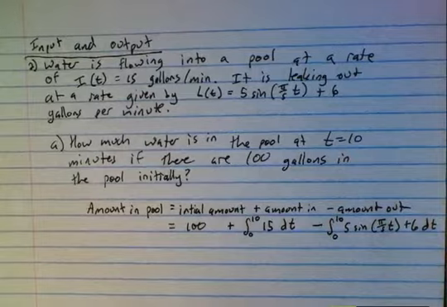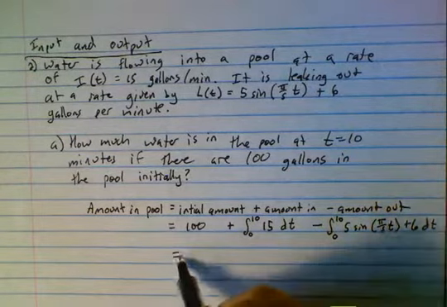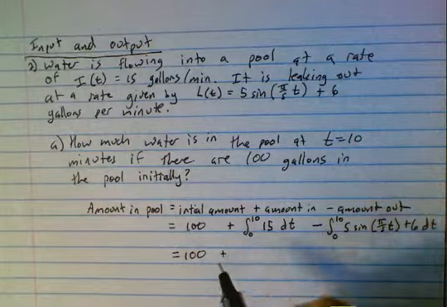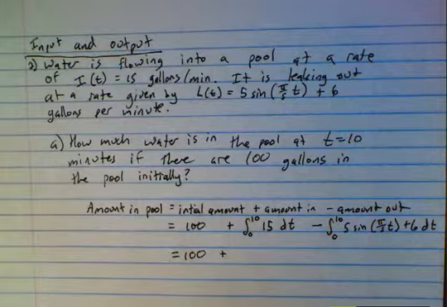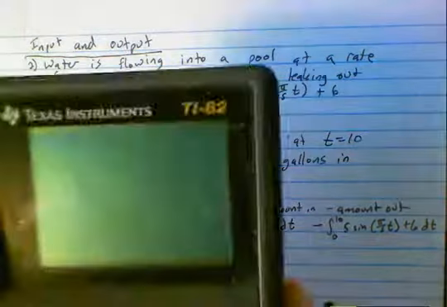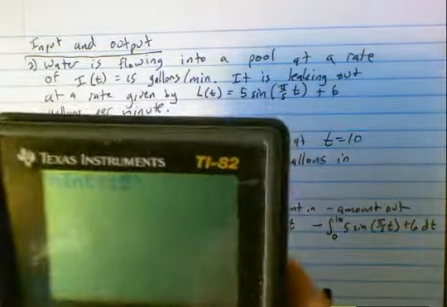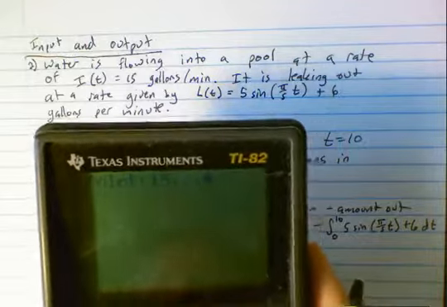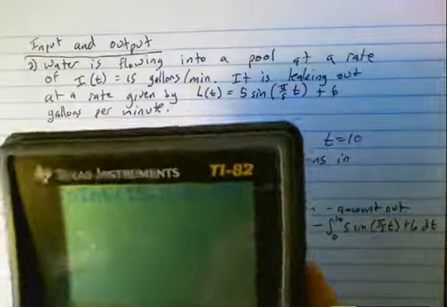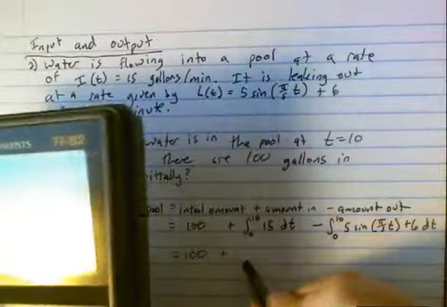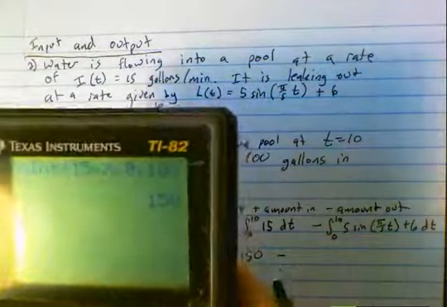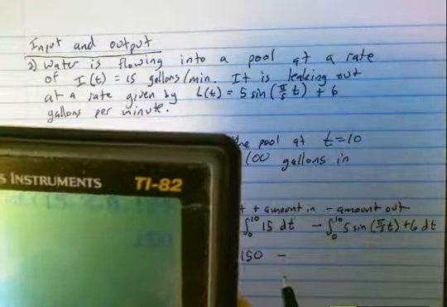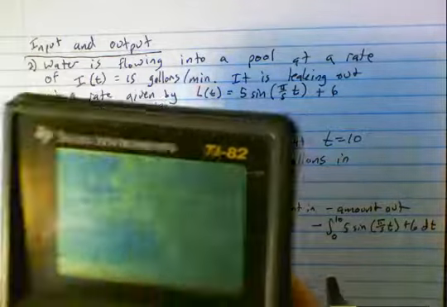So, if we just go ahead and put those in our calculator with the finite integral, Math 9, 15, comma, t or x, whichever you want to use, comma 0, comma 10. That's 150 gallons flowing in. And then make sure you're in radians. That's mode. Yep, in radians. It's all good.